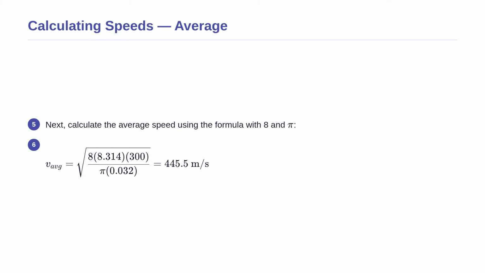Continuing with our example, we next calculate the average speed. We use the exact same values for temperature, molar mass, and the gas constant, but this time we use the specific formula containing 8 divided by pi. The math inside the square root evaluates to roughly 1,98,000. Taking the square root of this gives us 445.5 meters per second. As we expected from our mathematical rules, this average speed is slightly higher than the most probable speed we just calculated.